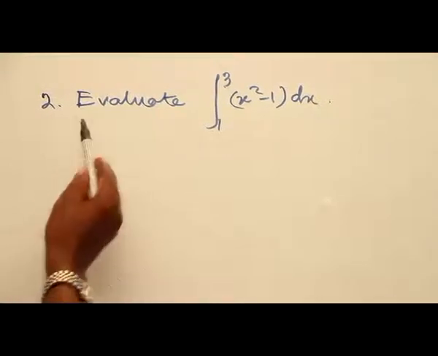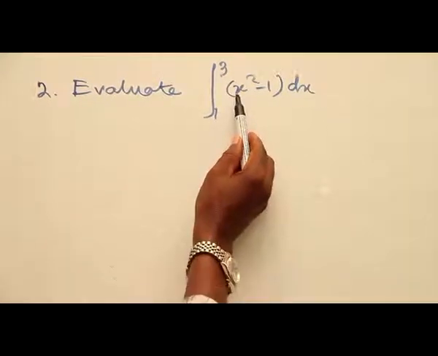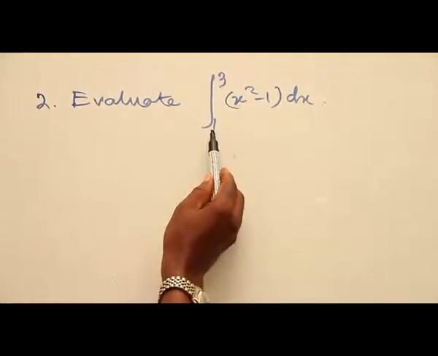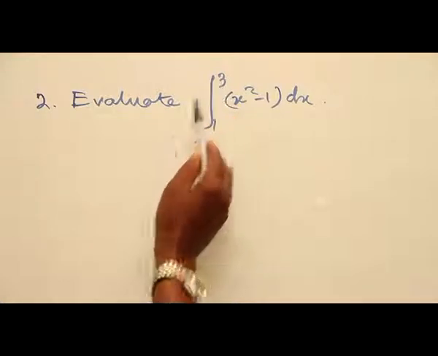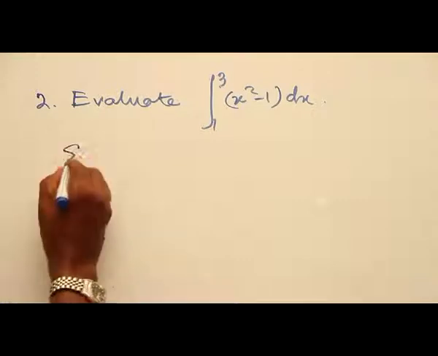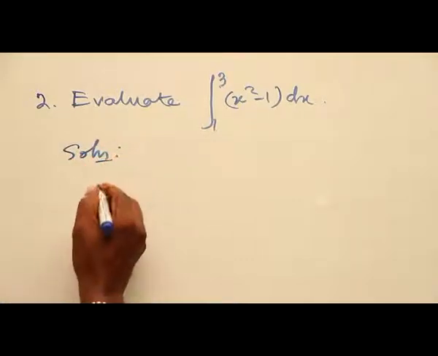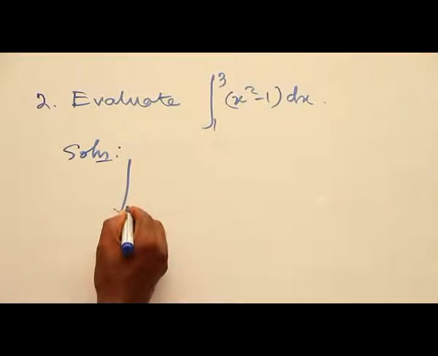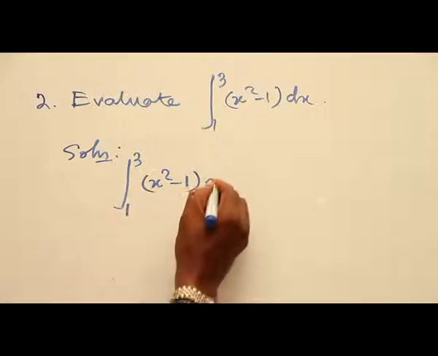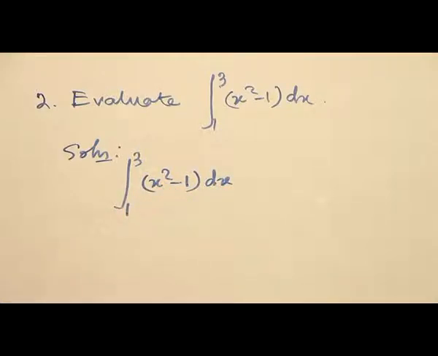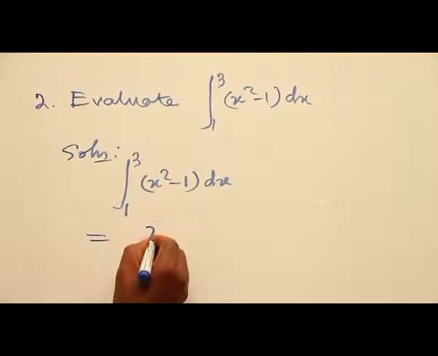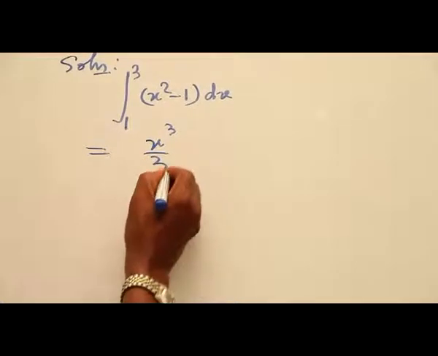Here is the second example. Evaluate the integral of x squared minus 1 dx from the point x equal to 1 up to the point x equal to 3. That is from the limit 1 up to 3. Our solution: once again we have the limit and the function to be integrated with respect to x. Of course, this will give us, integrating this one, x cubed all over 3.